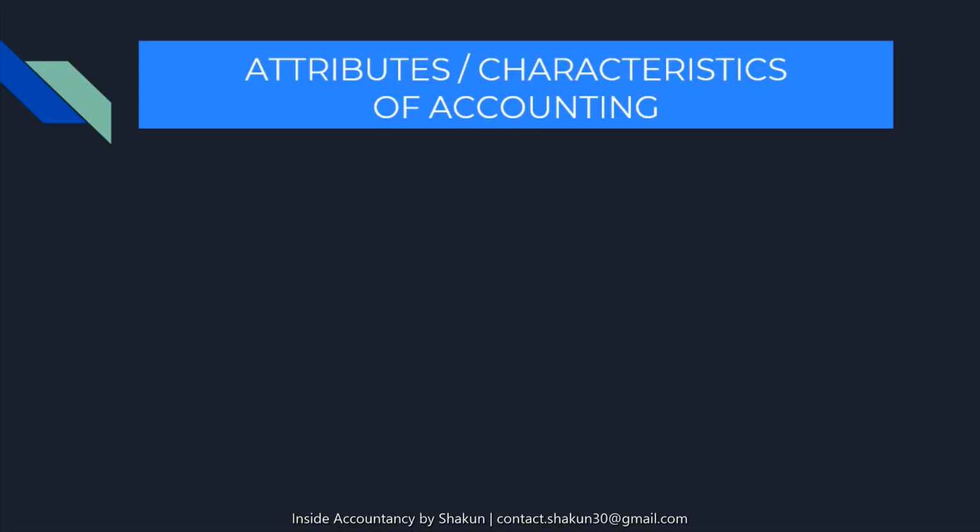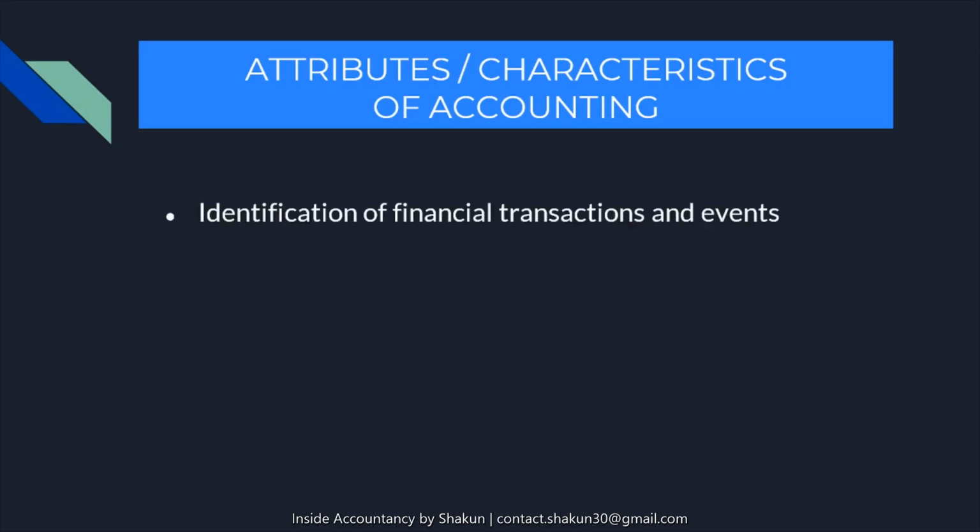Let's talk about the attributes or characteristics of accounting. The first characteristic of accounting is identification of financial transactions and events. Now in accounting, we need to identify those transactions and events that are part of an economic activity. So only those transactions that can be measured in terms of money are recorded in accounting. For example, if we purchase raw material or if we make sale of any finished product, such kind of transaction has a proper evidence and can be expressed in monetary terms. So these transactions which have a bearing on the business and which can be expressed in monetary terms are identified and then recorded in accounting.